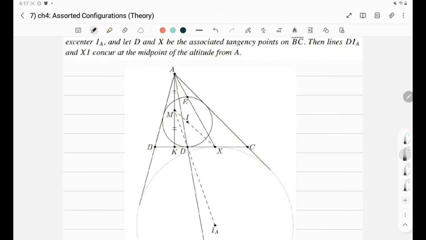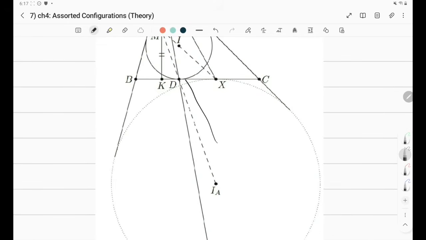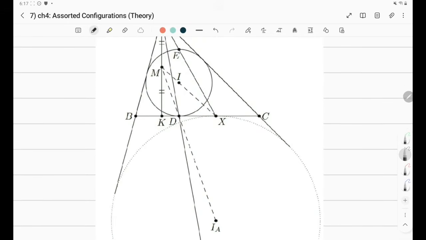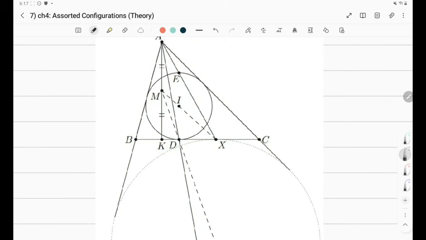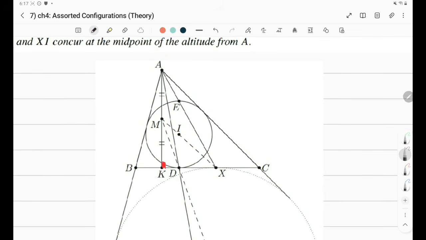But right now what we're interested in is drawing XI, and drawing IAD, these two lines. In fact, these are going to be meeting at one point, and this point actually is the midpoint of the altitude AK. So now AK is the altitude. Keep that in mind here. So that's basically the lemma that we want to prove right now.